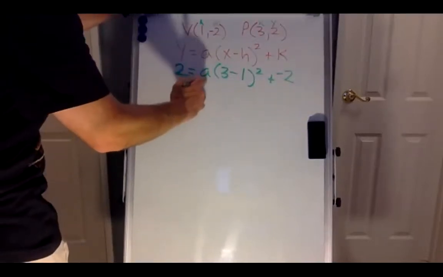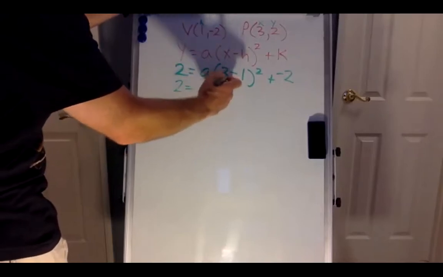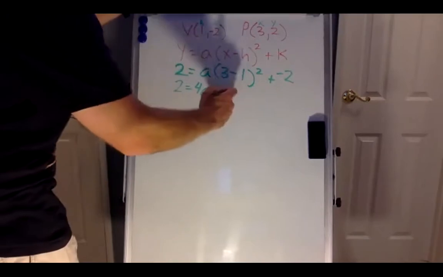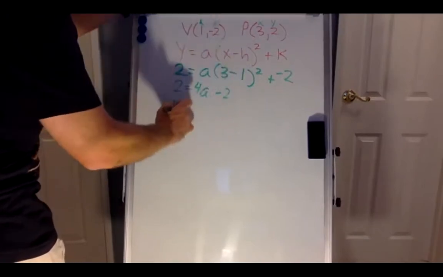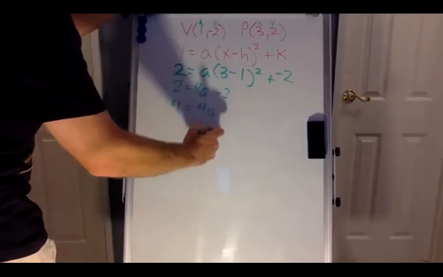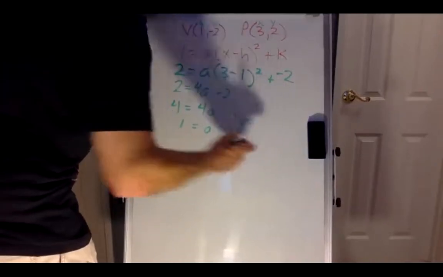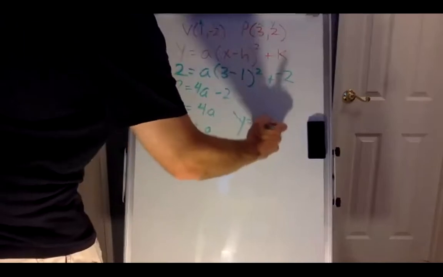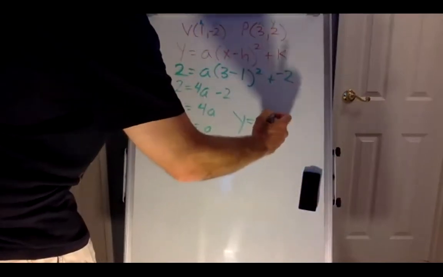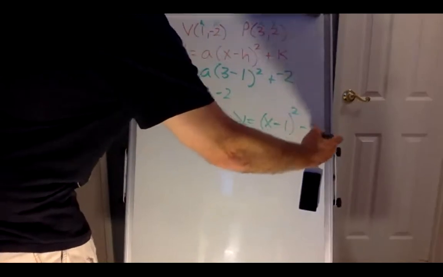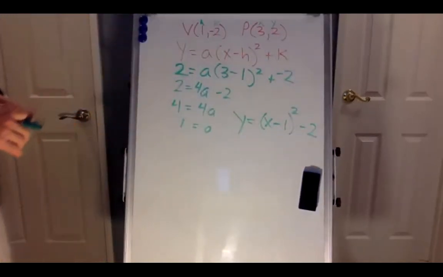So here we go. 2 is equal to A times, this is 2 squared is 4. So we have 4A minus 2. Add 2. A is 1. Now you rewrite. Y, you leave it Y. A is 1, you don't need it. X, you leave X. H, you keep. X minus 1 squared minus 2. There you go. There's your equation.